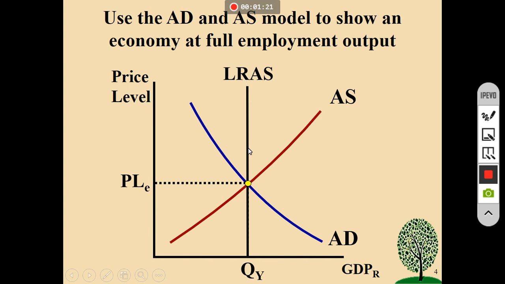So LRAS is the vertical long run aggregate supply curve. It cuts right through that intersection at that long run equilibrium output level, okay? This is where our economy wants to be. We're going to talk about how this thing moves around. This long run line will stay in the same place the whole time.